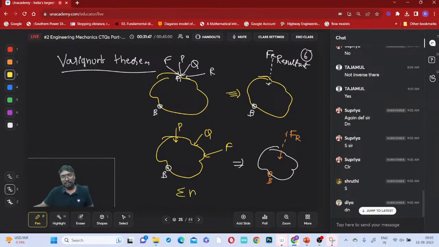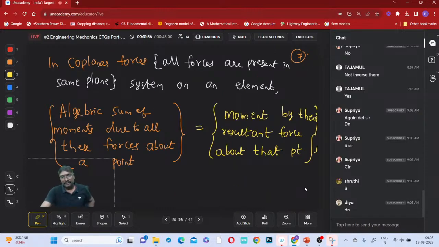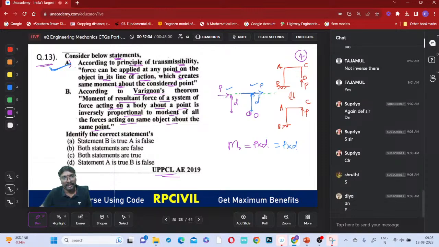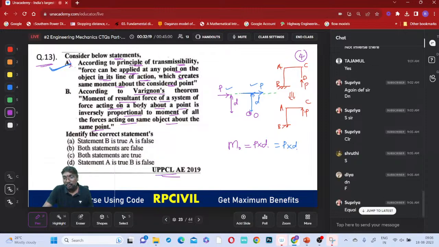So the sum of the moments about this point B will be equal to the moment about this point B because of this resultant. Done, everyone? Now tell me, is the second statement correct or not? According to Varignon's theorem, the moment of the resultant force of a system of forces acting on a body about a point is inversely proportional to the moment of all the forces acting. It is inversely proportional or equal, we have to mention. When equal is given, then it will be correct. Inversely proportional is wrong. So statement B is wrong, and option D will be the correct answer.